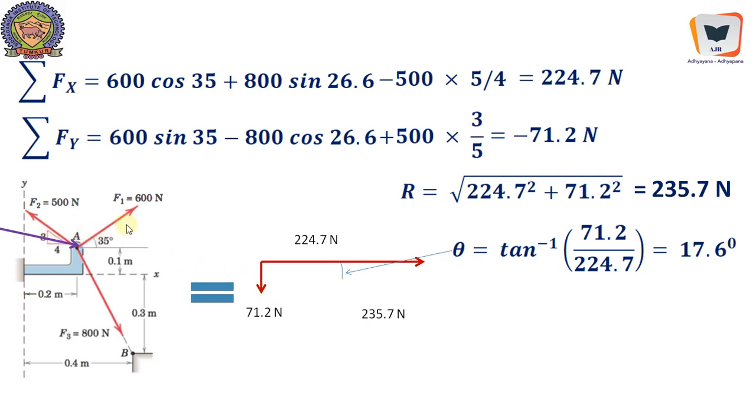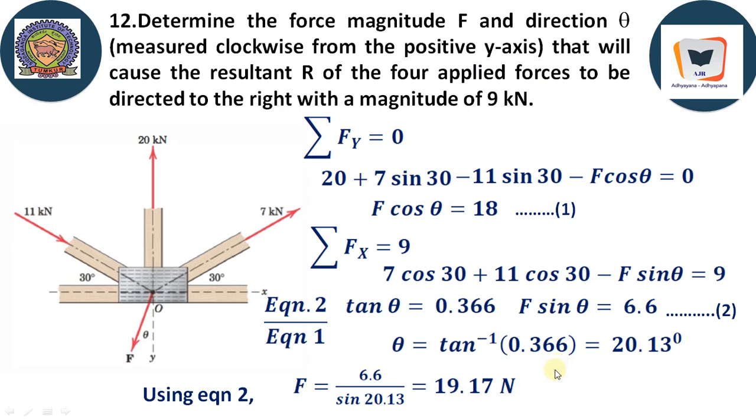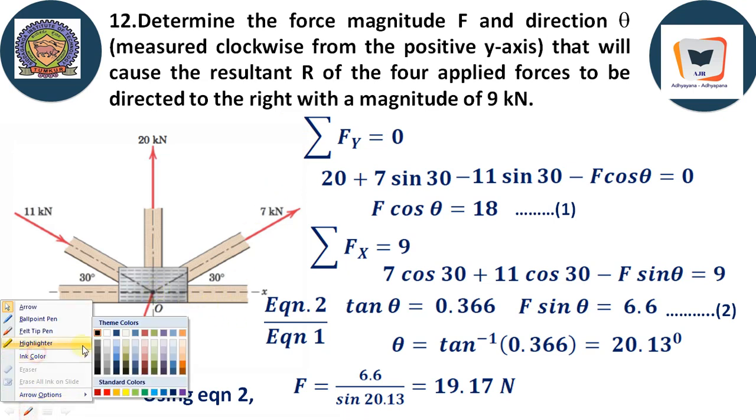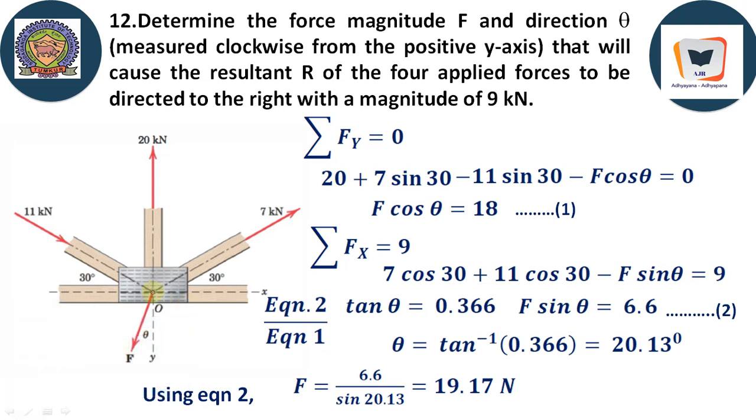And now we can afford to remove all the other three forces. Now determine the force magnitude F, this one, and the direction theta with which it is inclined with respect to vertical, measured clockwise from the positive y-axis, that will cause the resultant R of the four forces, 1, 2, 3, and F, four applied forces, to be directed to the right. The resultant of all the forces at the point of concurrency is directed to the right. It has to be like this.